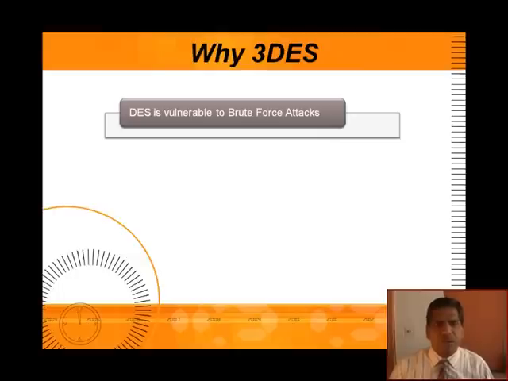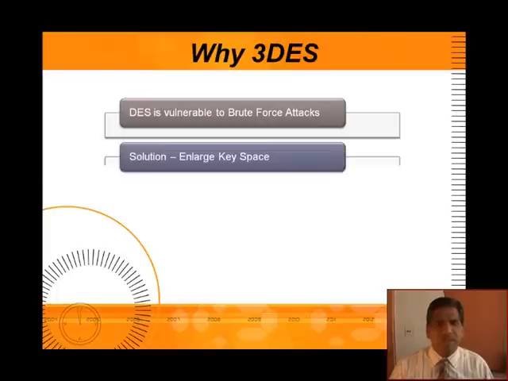Since DES was found vulnerable to such brute force attacks, triple DES came into existence. The solution that was suggested was to enlarge the key space, because if you take a 56-bit key, then the maximum number of combinations you can make out of it would be 2 to the power 56. If you make the key space bigger, the number of combinations would grow, and if the number of combinations is too many, then these brute force attacks would not be feasible.